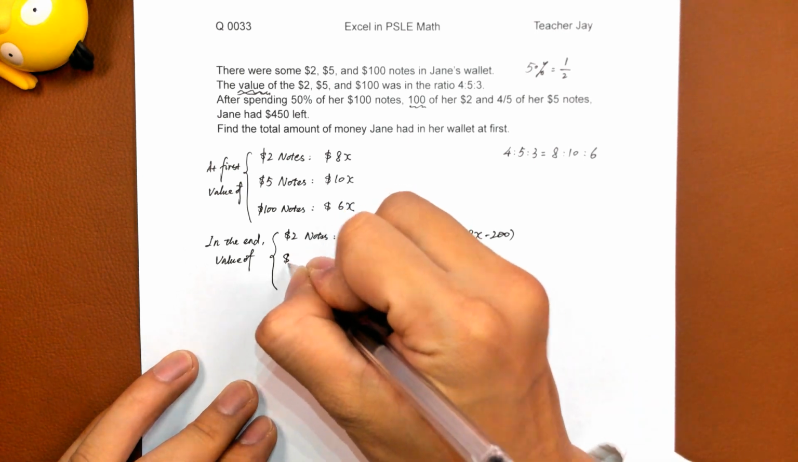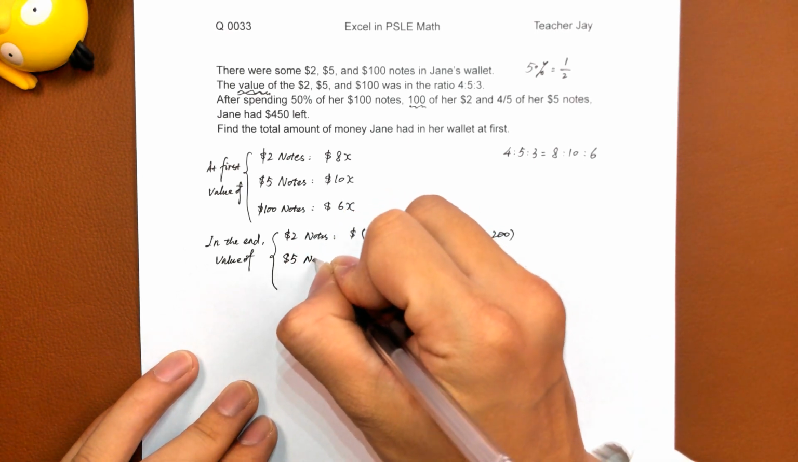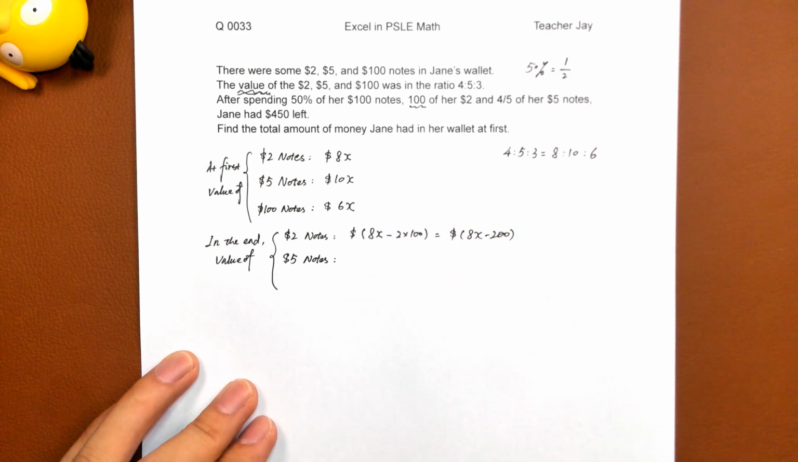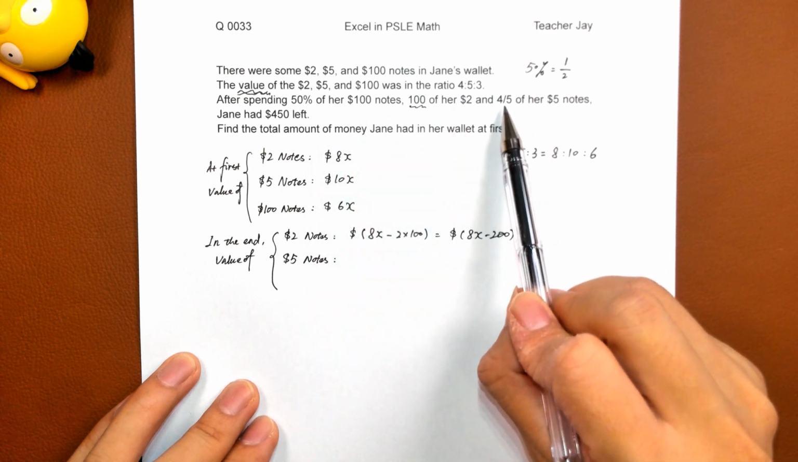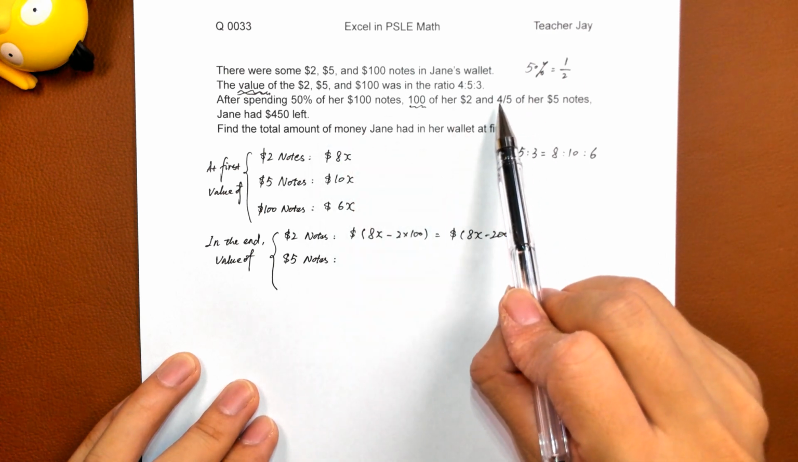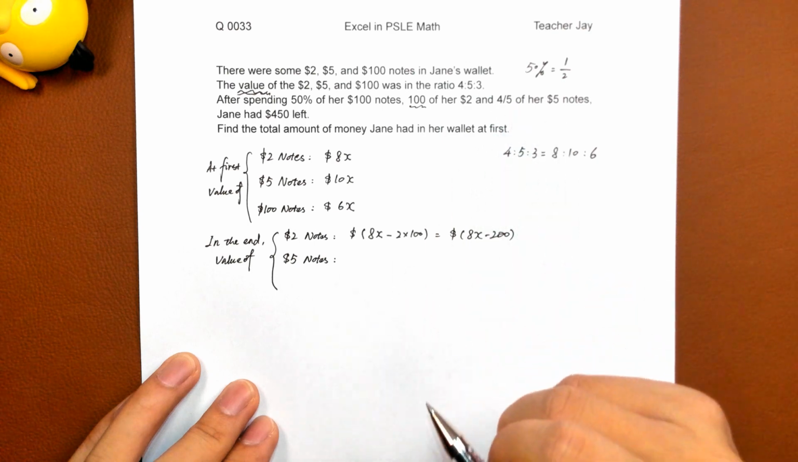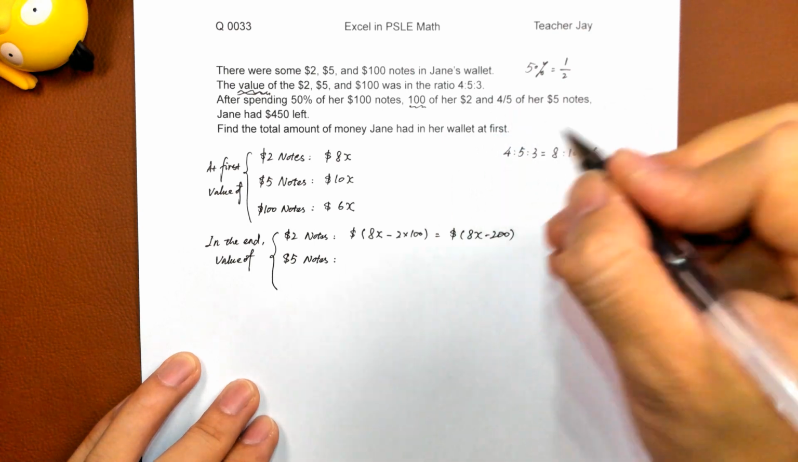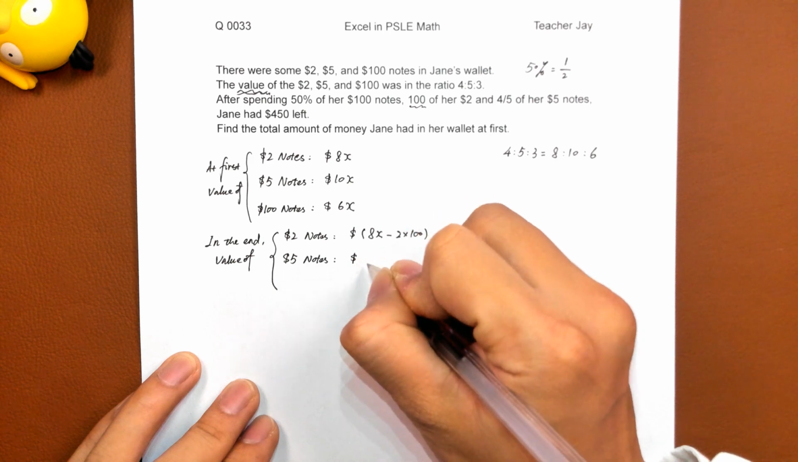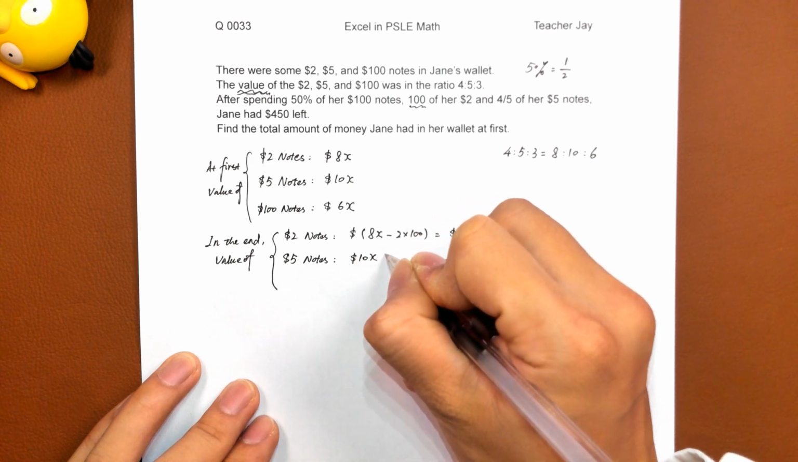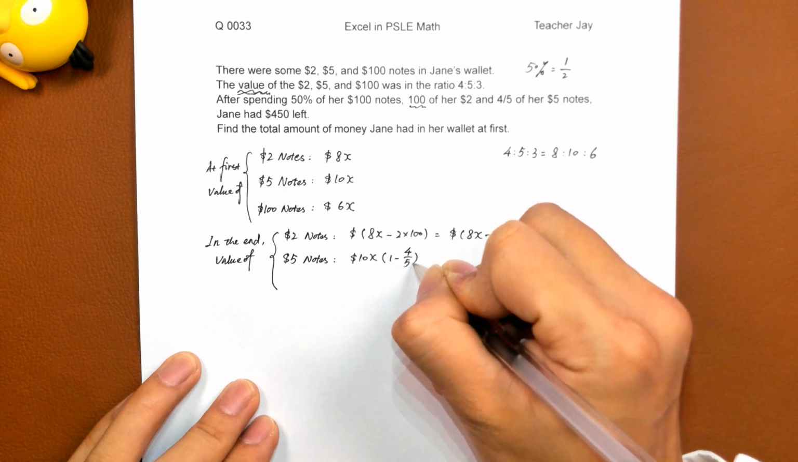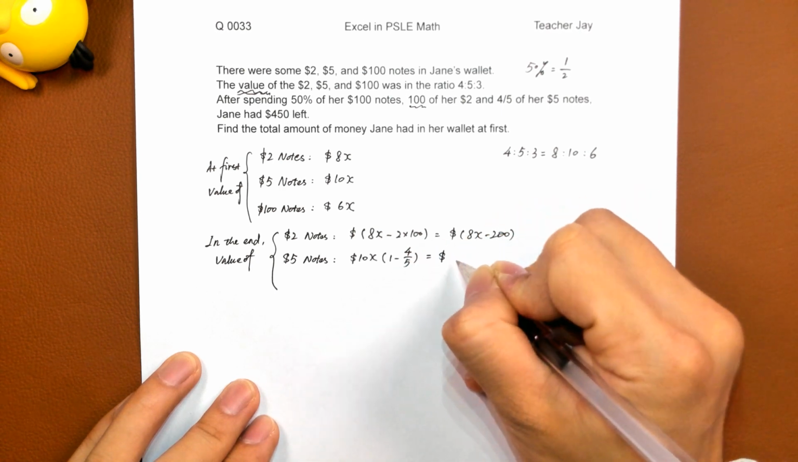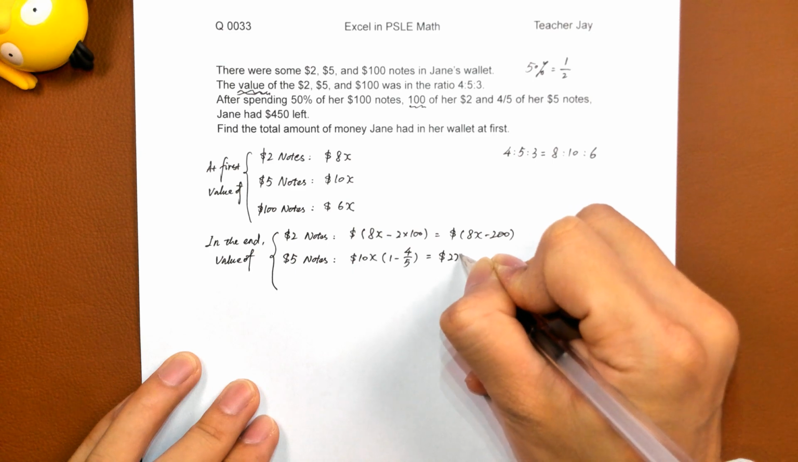And the value of $5 notes remaining in Jane's wallet after spending 4/5 of her $5 notes. 10x times 1 minus 4/5 equals 2x, all right?